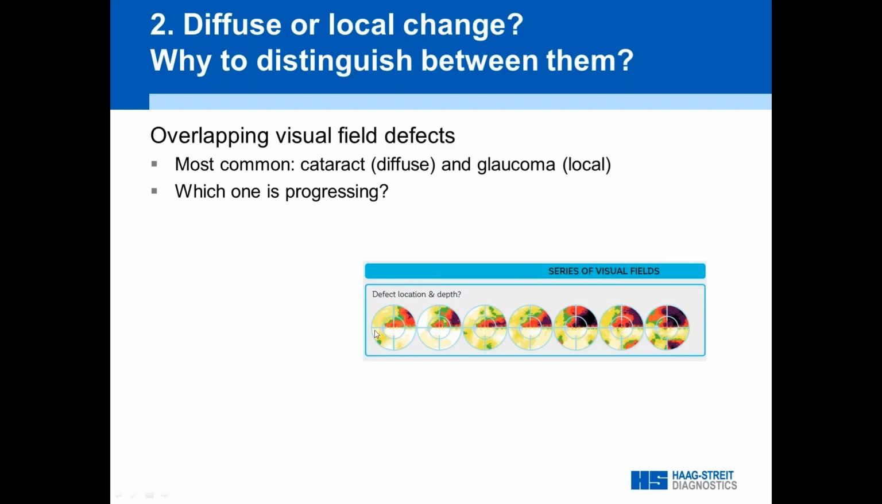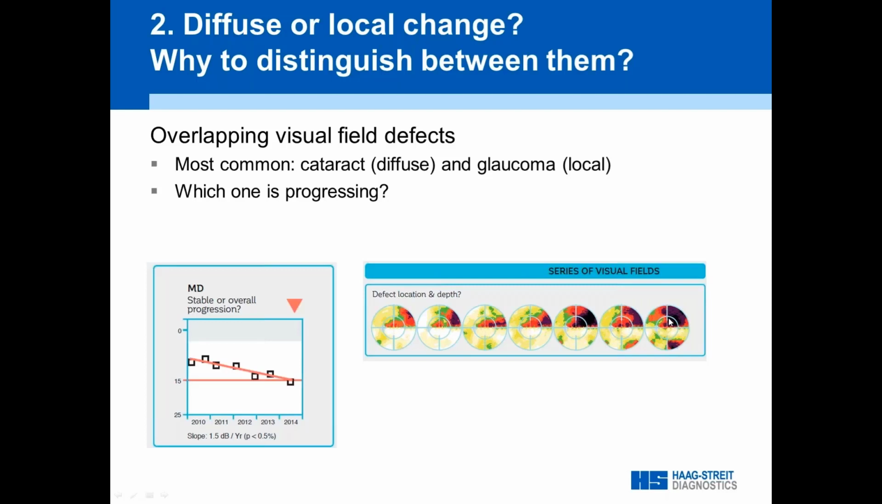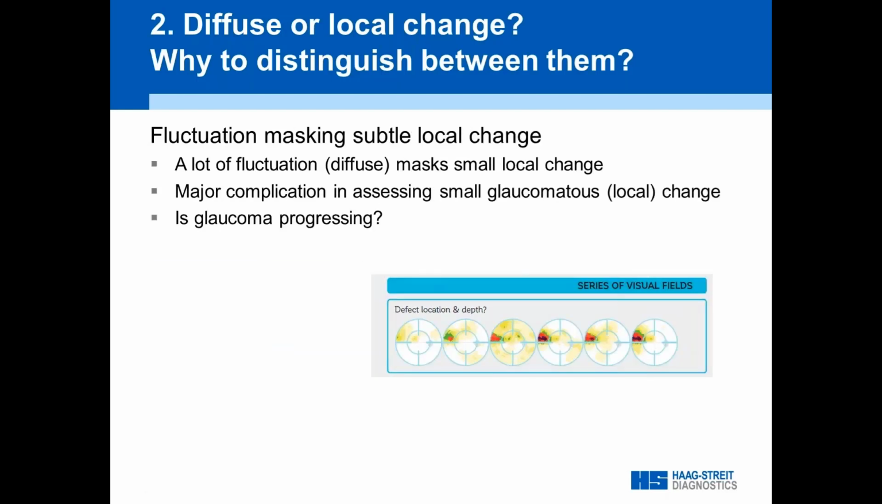And you see this series and it's obviously progressing. But why? Is it glaucoma? Is it the cataract? Because they're adding to each other. And this is a pretty strong progression on the local side, so probably we would say that glaucoma is progressing, but still, we know that it is progressing, but we don't necessarily know why.